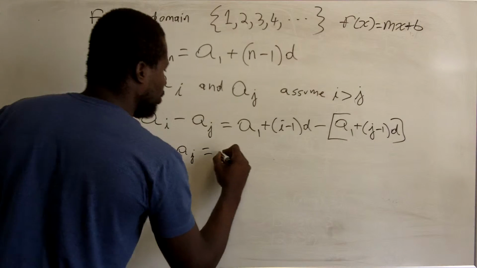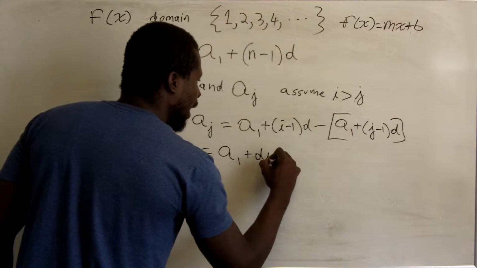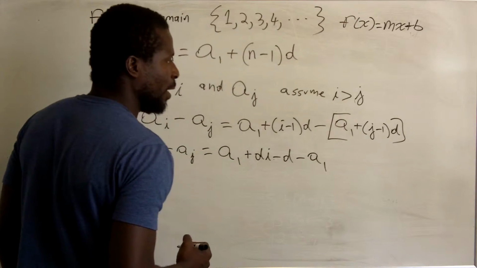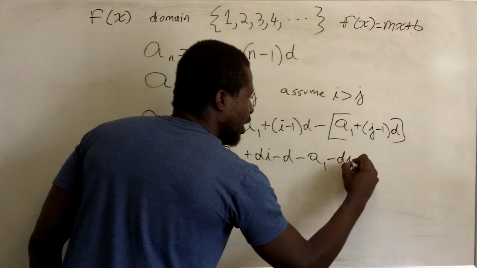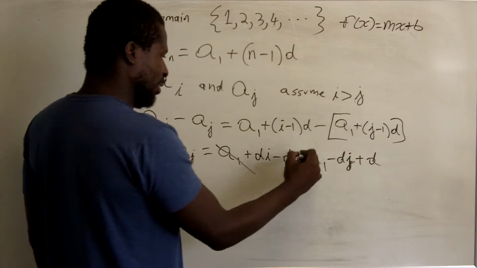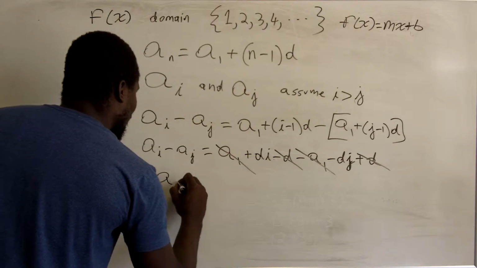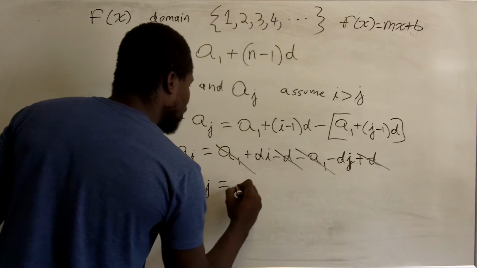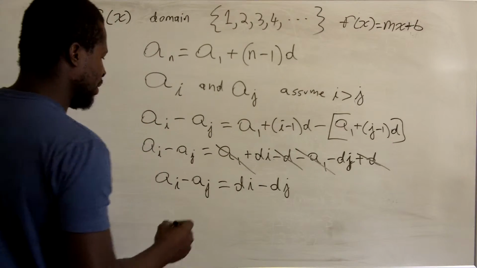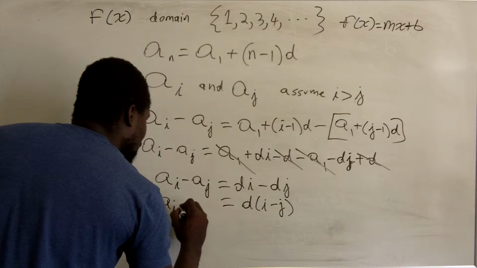is equal to, well, when I distribute, I get a1 plus di minus d. And here, when I distribute the negative, I get negative a1. And then I'm going to distribute a negative d here, so I get negative dj plus d. Let's see what happens here. Well, the a1s cancel. What else cancels? The negative d and the positive d cancel. And I get ai minus aj is equal to di minus dj. Okay, so I can factor out the d out of this. And this tells me that d times i minus j is equal to ai minus aj.